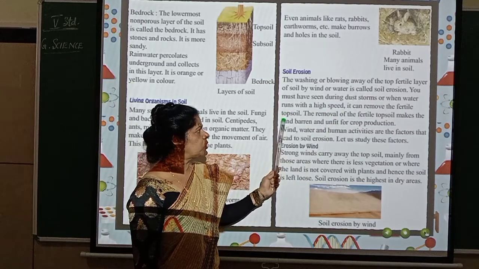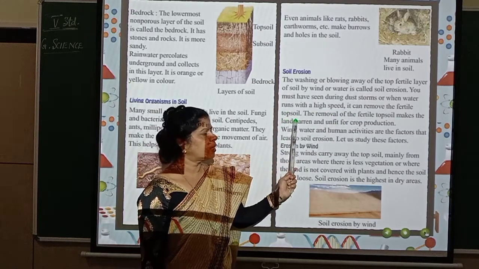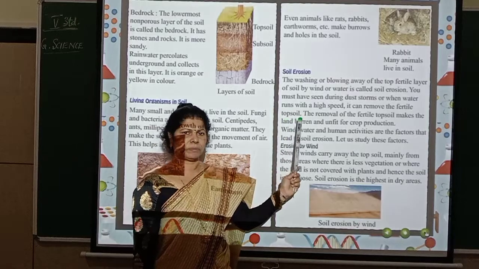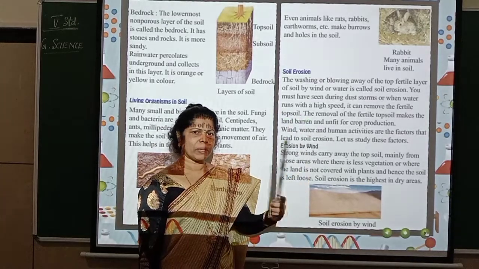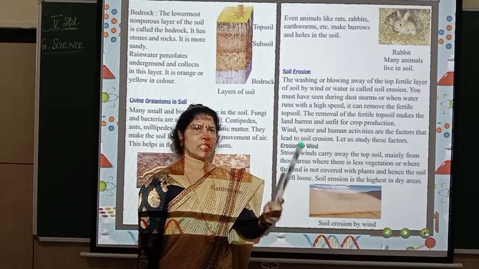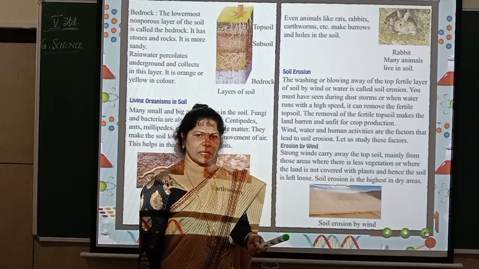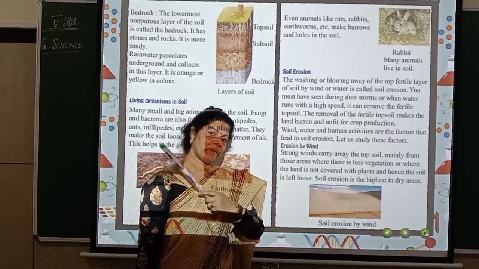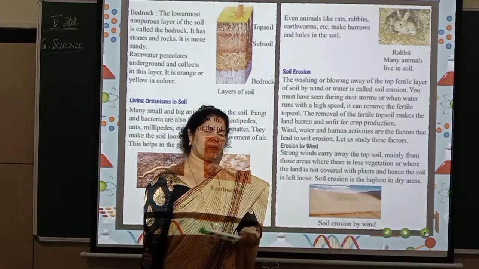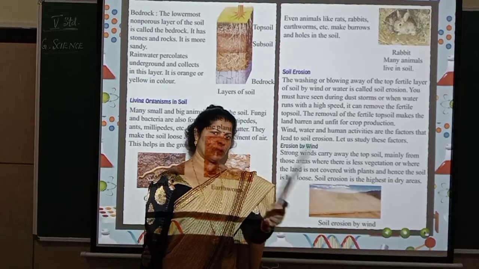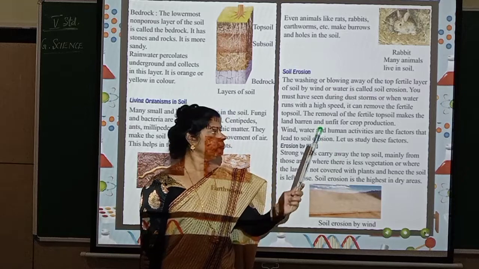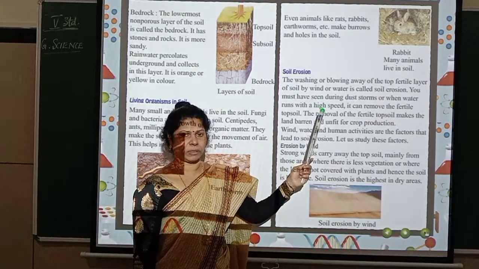You must have seen during dust storms or when water runs with a high speed, it can remove the fertile topsoil. Dust storm, so what happens? You would have seen how the dust will arise. The mud particles will be whirling and arising, isn't it? So during that dust storm and when there is heavy wind, what happens? The topsoil which is loose will be carried away. And even when the rainwater flows.